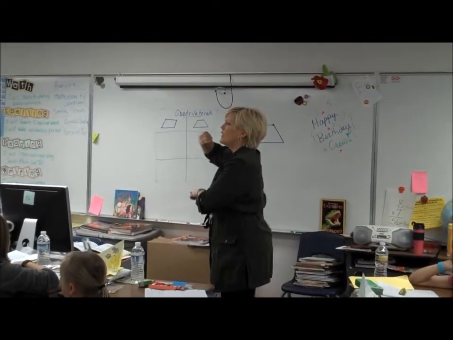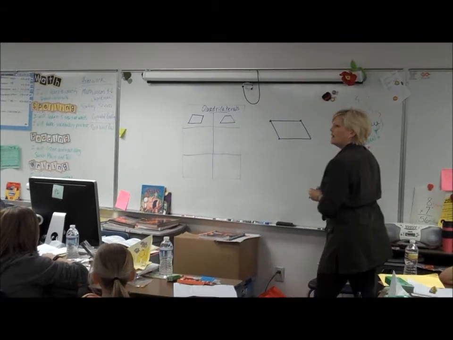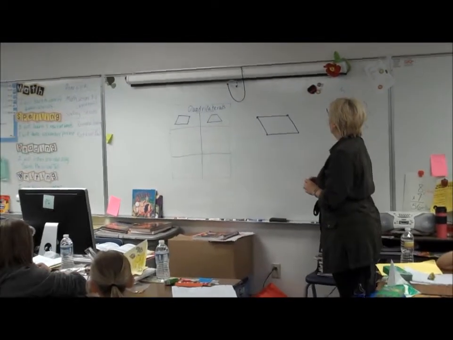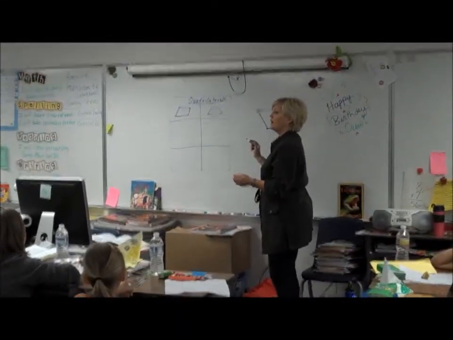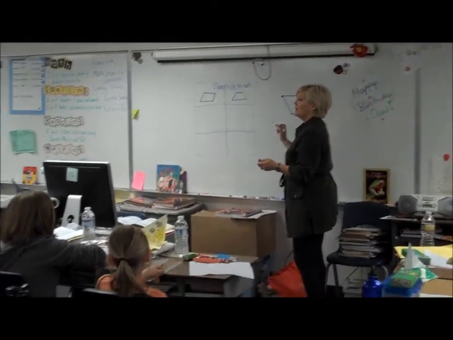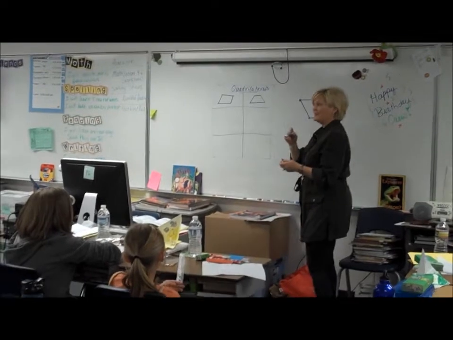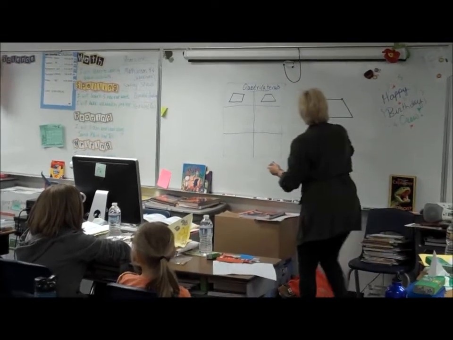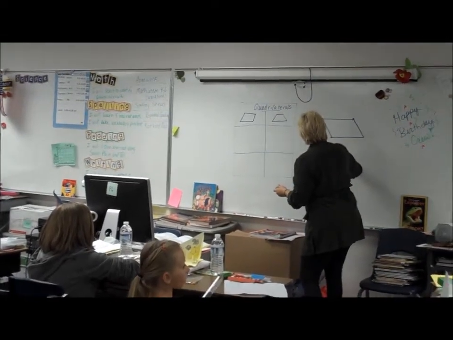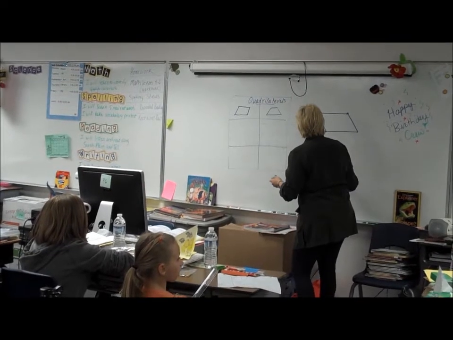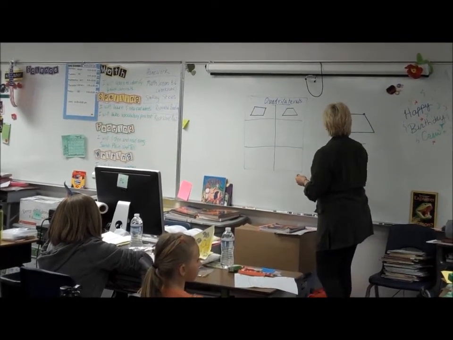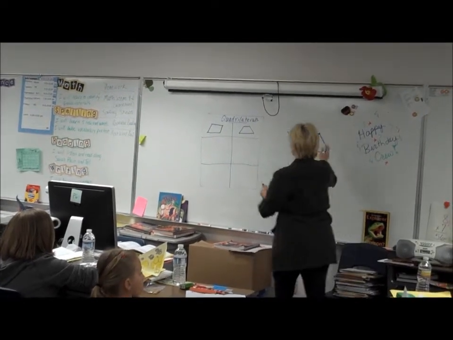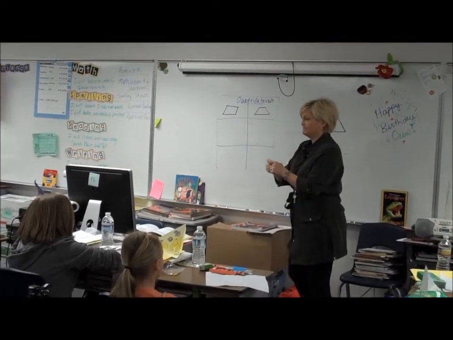Kristen, tell me why. Because it's kind of like a square, but it's just leaned over. The top and bottom are parallel, and the sides are parallel. What do you think, Ethan? Because look at this. If I just took out those lines. So basically what Kristen's saying, if I kind of scooted them over, they'd be parallel, right?